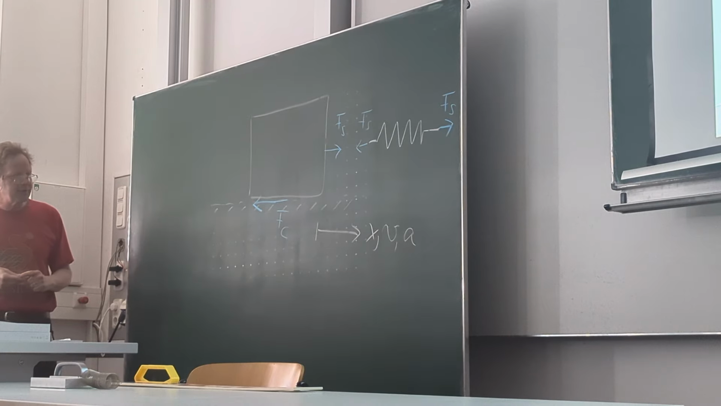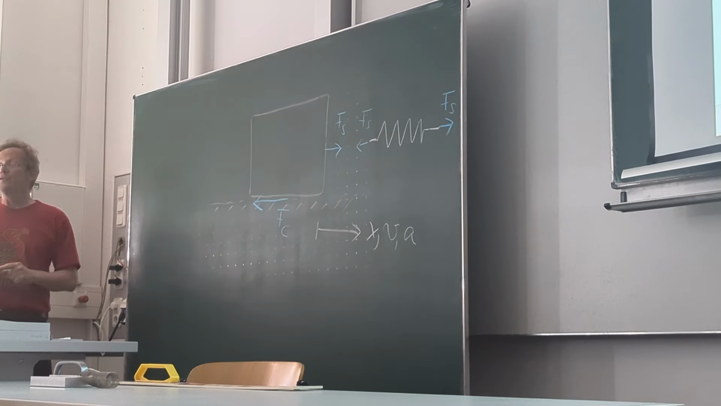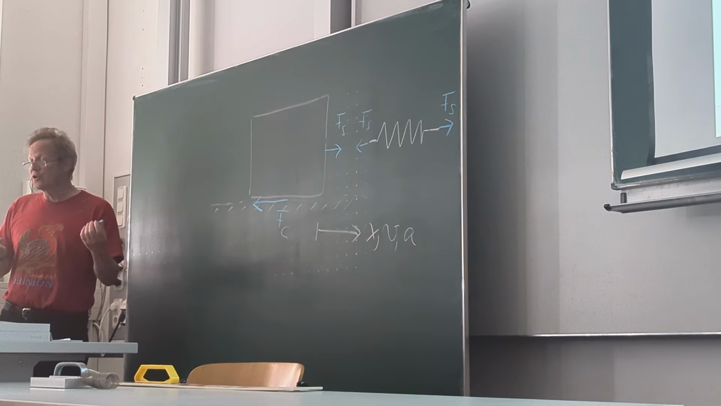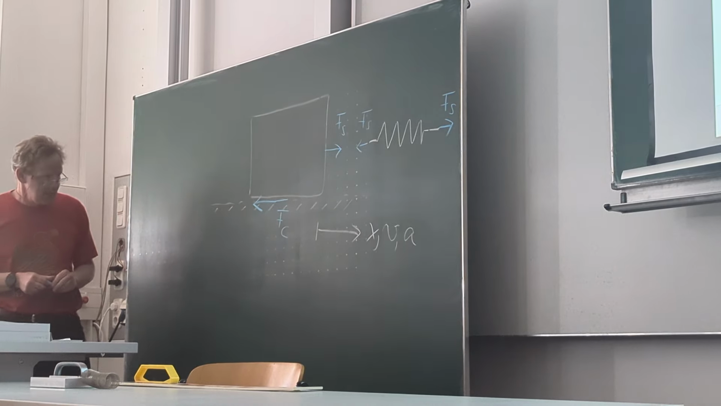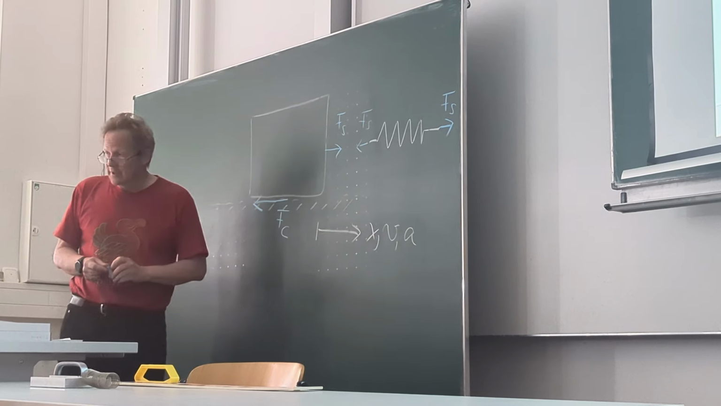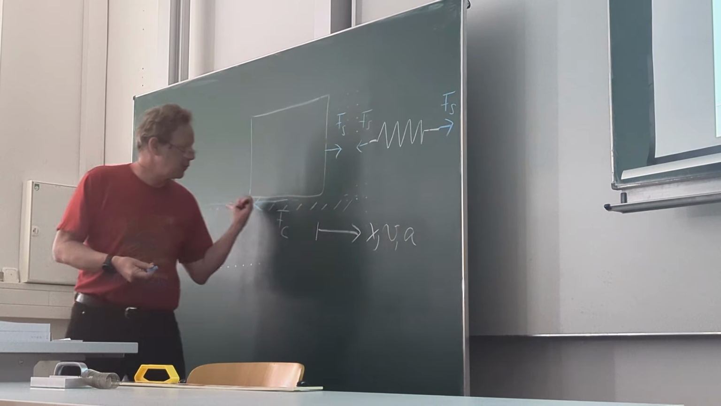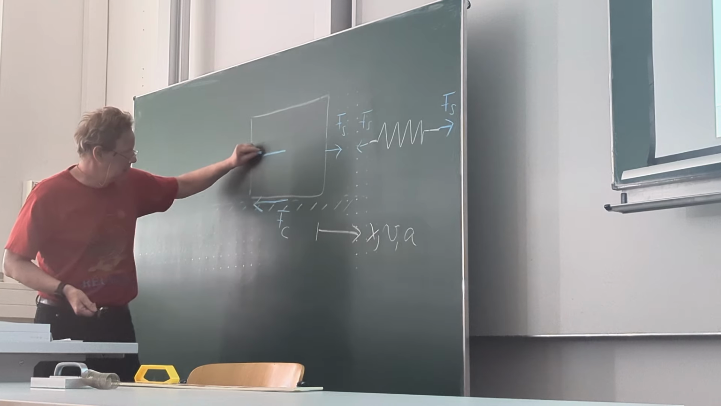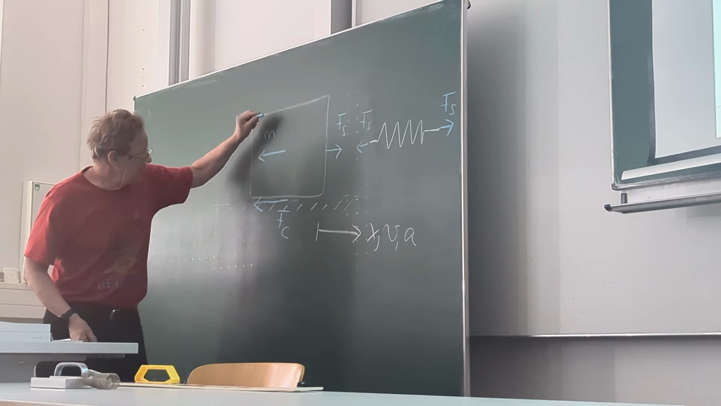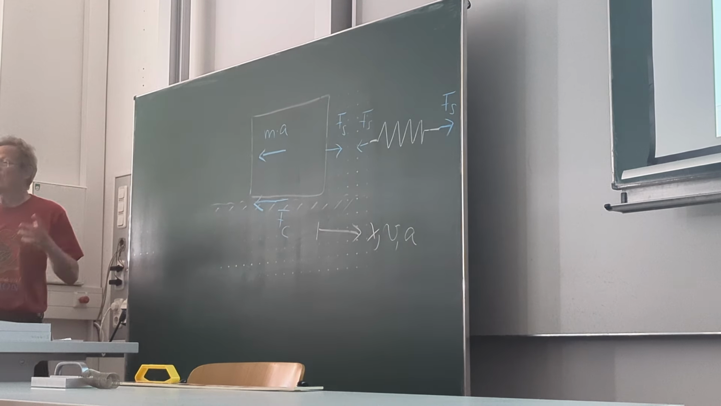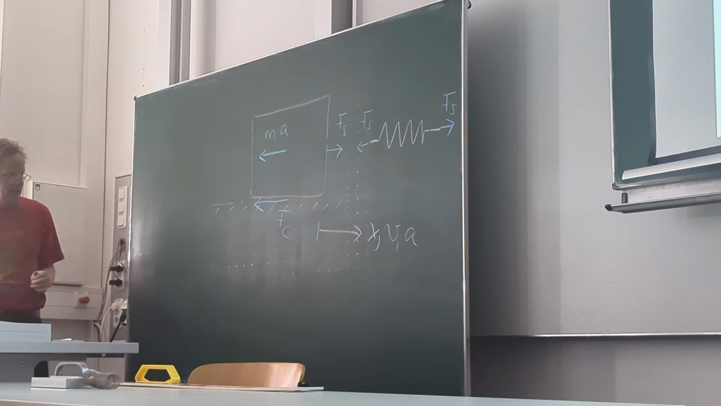Okay, and there is a third force. If the block moves, well, then it will feel a force, it will be accelerated. Whenever we have acceleration, there is also a reaction to it. And we draw it also in the opposite direction of the actual A. It's also to the left. So this is m times A. So these are three forces on the body.